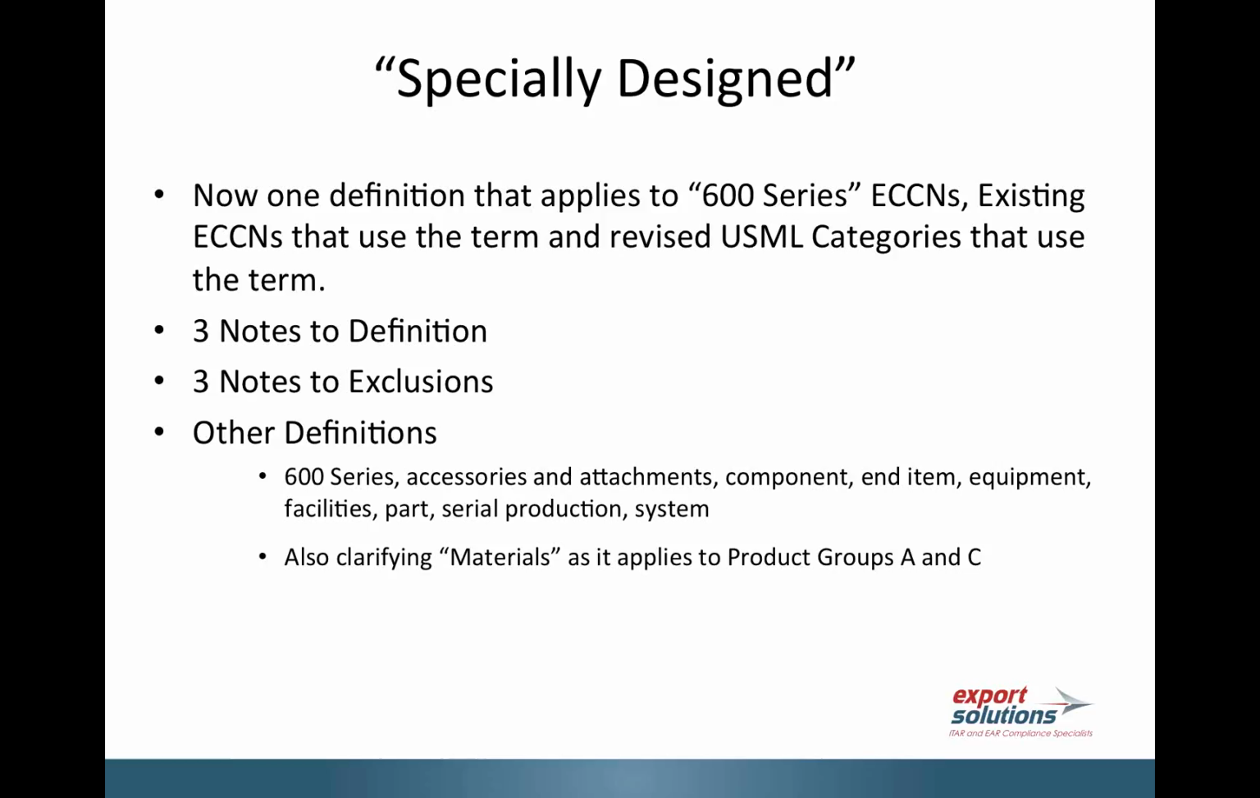Three notes have been added to the definition, three notes have been added to exclusions with it, and there are some other definitions that have been embedded within it. For instance, 600 series accessories, attachments, components, end items, etc., have been defined in there. And it also clarifies materials as it applies to product groups A and C of the ECCN.